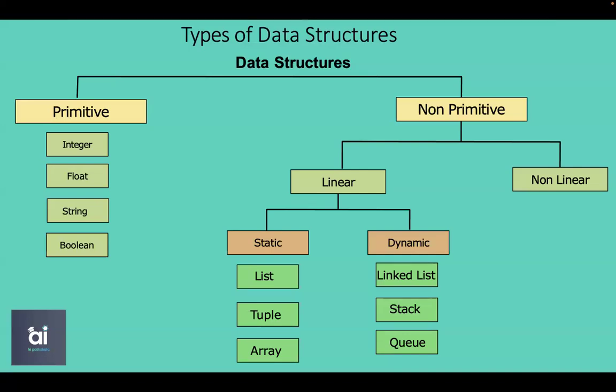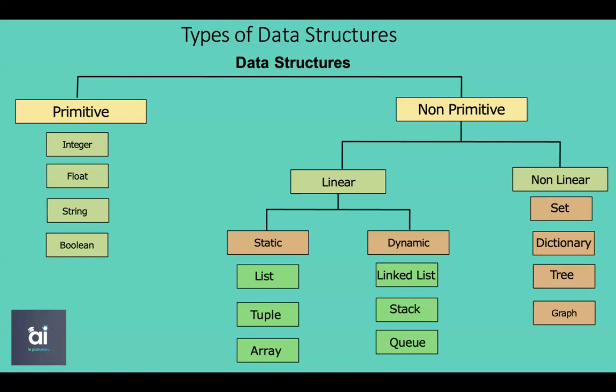Non-linear data structures are those in which the elements are not arranged in a sequential order. These data structures are used to represent a hierarchical relationship between data elements where each element is connected to one or more other elements in a specific way. Sets, dictionaries, trees, and graphs are non-linear data structures.